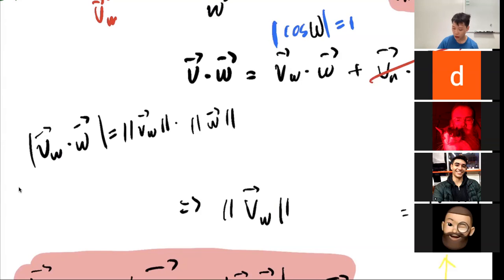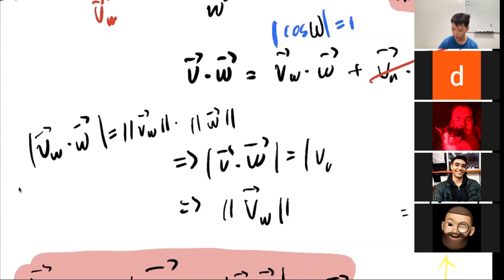So that's how this becomes. When you put the absolute value on each side, the equation still holds. So if we put the absolute value, it becomes the absolute value of V dot W equals the absolute value of V_W dot W, which is the length of V_W times the length of W. If we try to isolate this variable, we divide each side by the length of W. So that's why we come up with this formula.